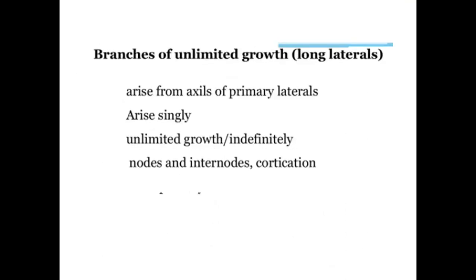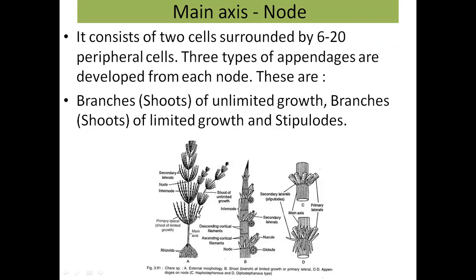Then branches of unlimited growth or long laterals arise from the axils of the primary laterals and they arise singly, and the growth is unlimited or indefinite. See here, this is a shoot of unlimited growth, and where is its originating point? They arise from the axil here. All these are primary laterals, and the shoots of unlimited growth arise from the axils of the primary lateral. So primary lateral is otherwise known as shoot of limited growth. So shoots of unlimited growth arise from the axil of shoot of limited growth, and they also consist of different nodes and internodes, and their growth is unlimited. That is, they grow indefinitely. Okay, the growth continues from here.